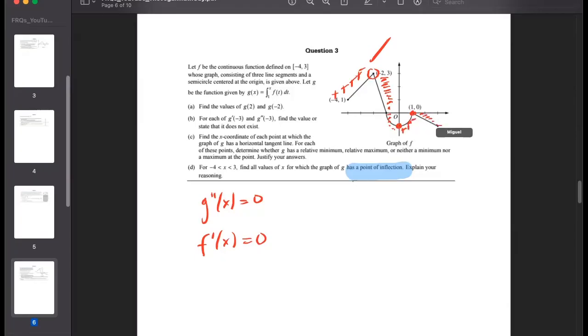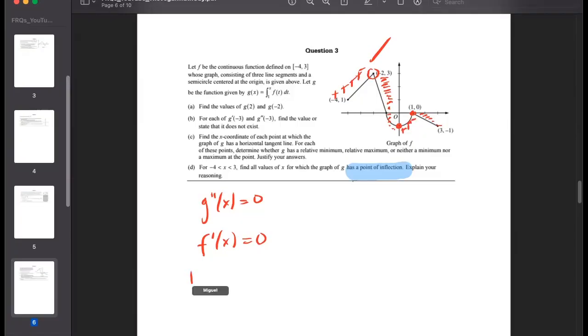So a point of inflection only occurs when the second derivative, in this case the first derivative of f, changes direction. So it went from positive to negative to positive to negative. So we can say that G has points of inflection at every single value that we found: -2, 0, and 1. And that's how we're going to write it.